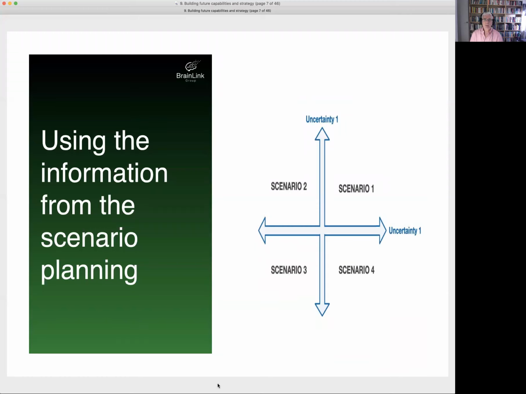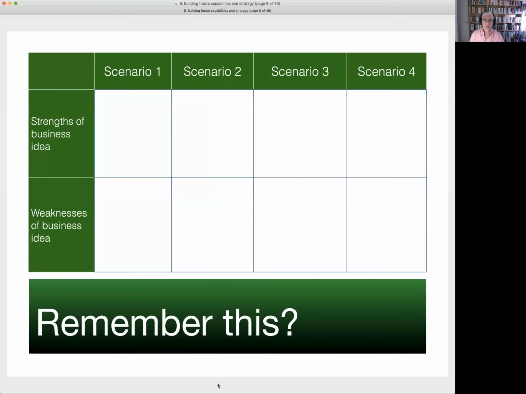Okay, so let's start off by showing you how you can use the information that you developed in your scenario planning exercise, when you did the strengths and weaknesses and common and almost common capabilities analysis, in the actual development of your future strategy. So this is where you ended off last time. You did the strengths and the weaknesses of your business idea in each of the scenarios, and you identified the common strengths and weaknesses, and the almost common strengths and weaknesses, which is where some of your good ideas would come from across the 4 scenarios.